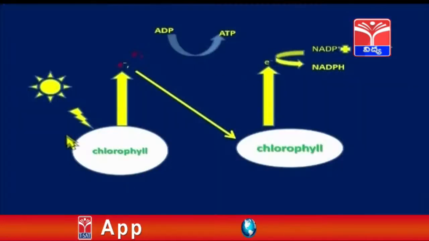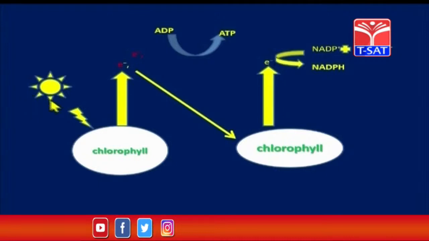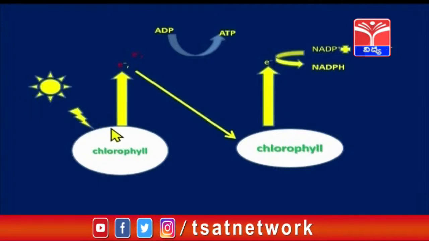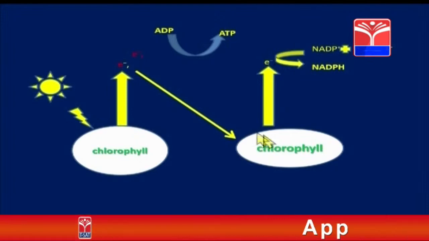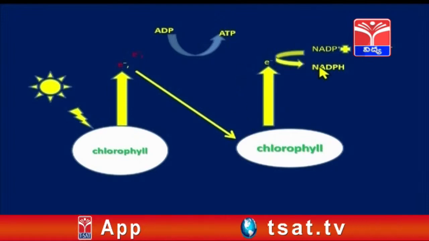This is the schematic representation of light reaction. So, in this schematic representation, you will understand that the chlorophyll is absorbing the sunlight and it is getting excited. It undergoes a series of reactions and NADP is getting converted to NADPH with the use of ATP, that is adenosine triphosphate.